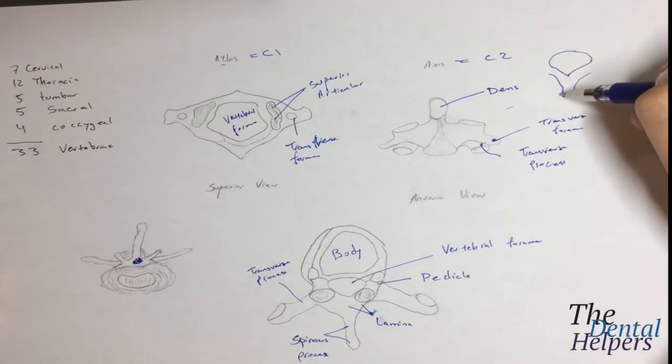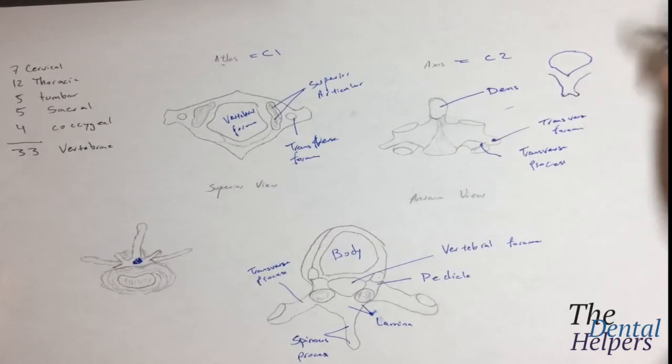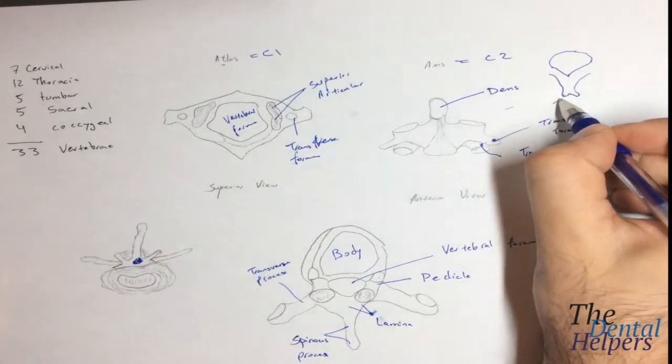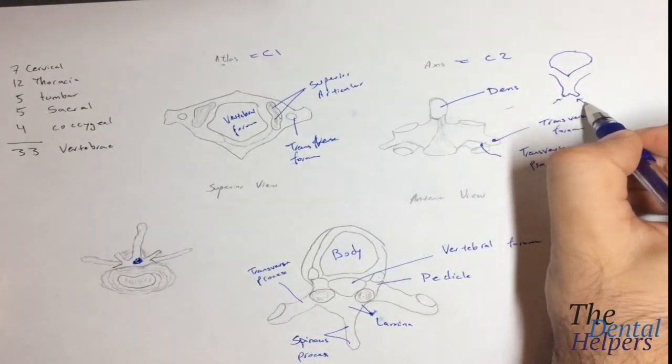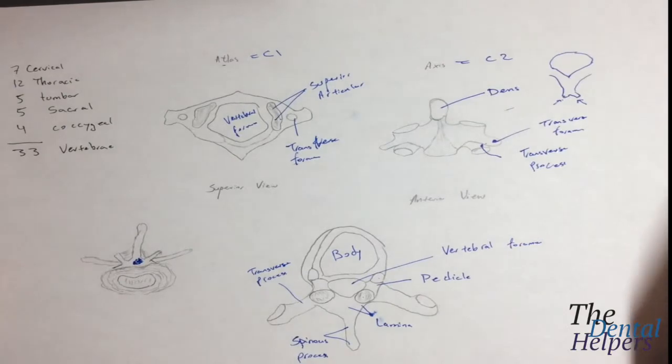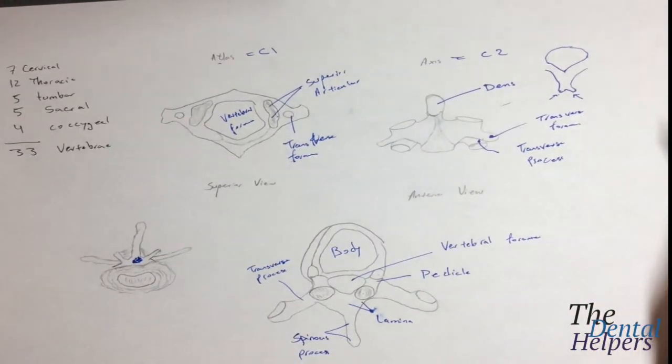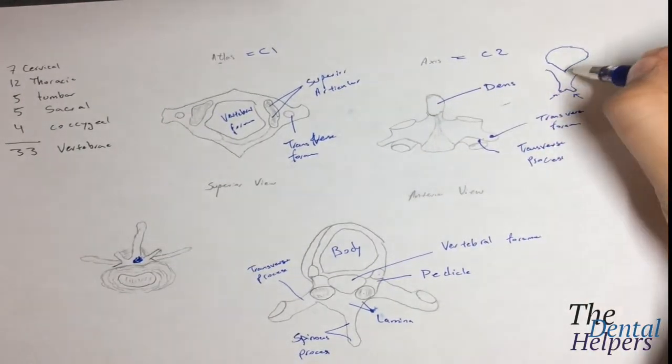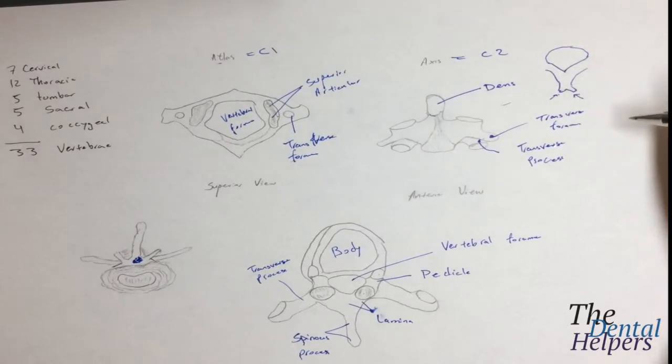A key feature is exactly how I drew the atlas's spinous process. You see how it has the two here. It's called a bifid spinous process. So you're going to have like this two, or the split of the spinous process. And also the spinous process will be elongated.